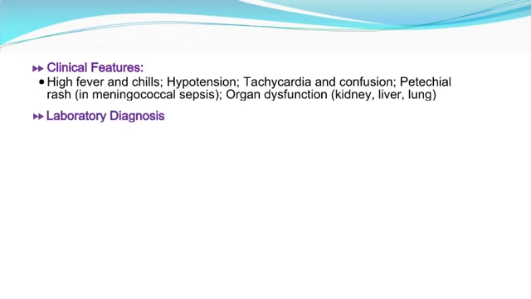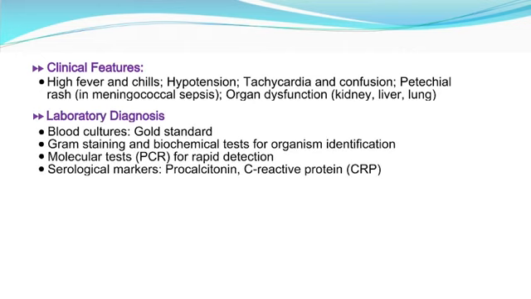The gold standard for diagnosis is blood culture, always taken before antibiotics are started. We also use Gram staining, biochemical tests, and increasingly molecular methods like PCR for rapid detection. Serological markers such as procalcitonin and C-reactive protein help monitor severity.